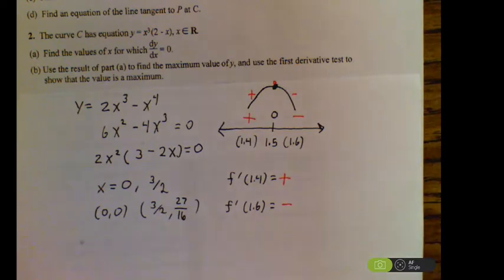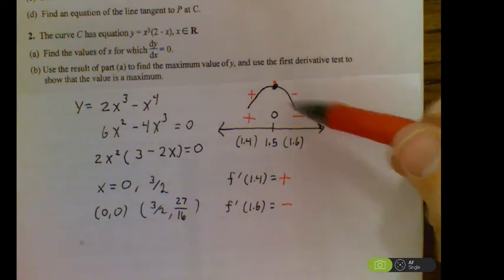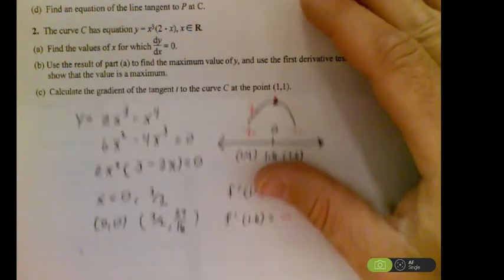So that's how we prove that it's a maximum. Anytime your signs change from positive to negative would only occur at a maximum point. And so that's how the first derivative test works. So that's how we show that it's a maximum.